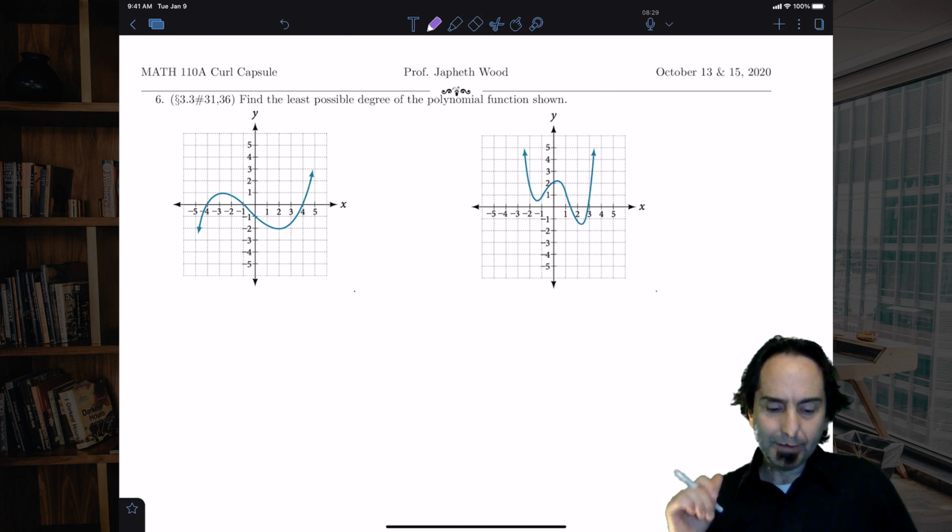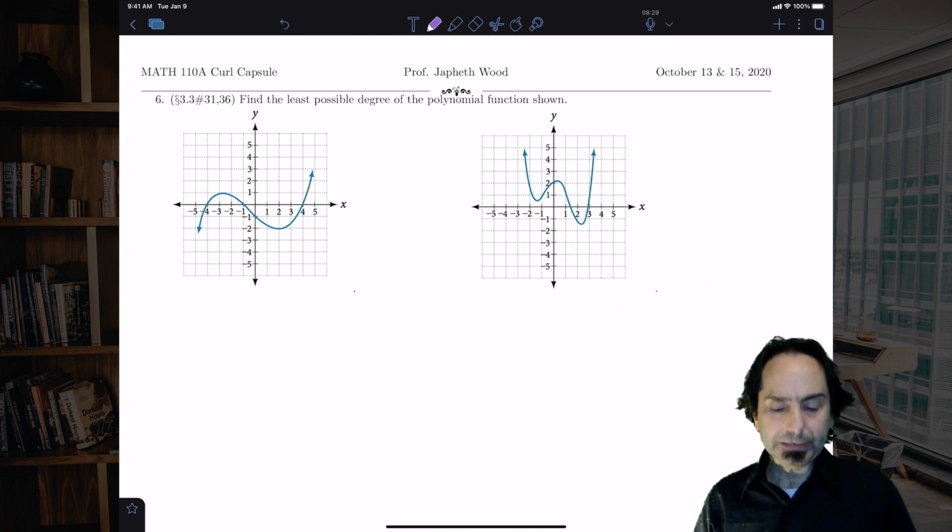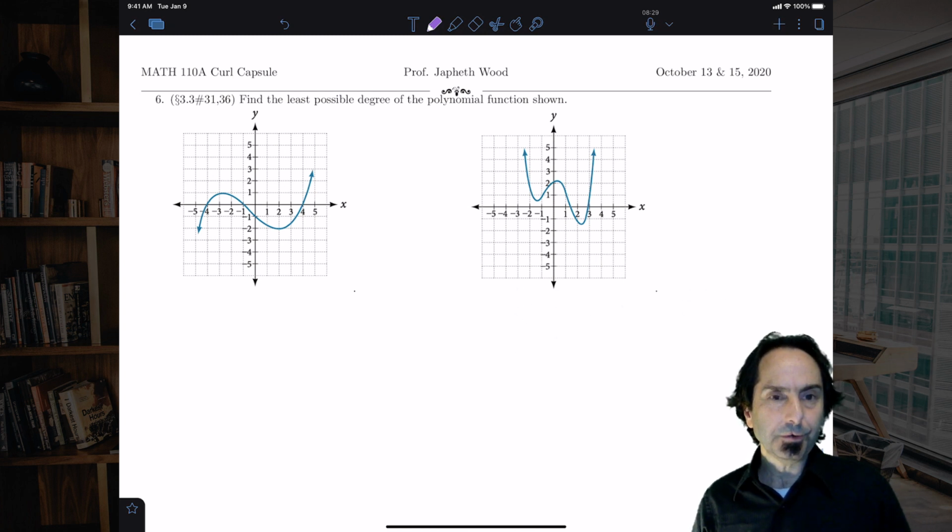Welcome back. It's time for number 6 on our first side of this handout. It's actually problems 31 and 36 at the end of section 33. And the question is, find the least possible degree of the polynomial functions shown.